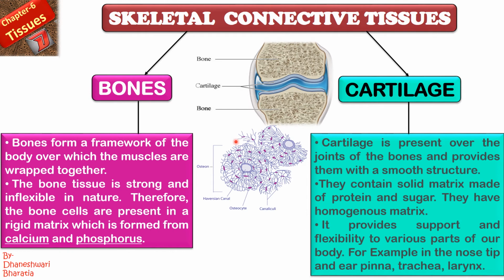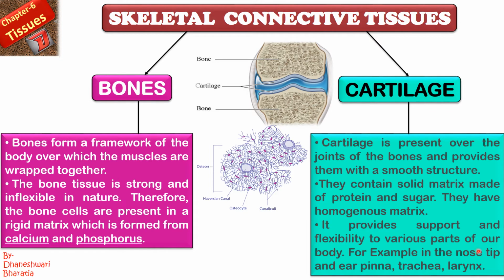Yes. Now let's talk about cartilage. In the picture you can see a kind of joint. In between the two bones at the joint you can see the presence of cartilage. So cartilage is present over the joints of the bones and provides them with a smooth structure. They contain a solid matrix made of protein and sugar. Please remember this. They have a homogeneous matrix. It provides support and flexibility to various parts of our body.